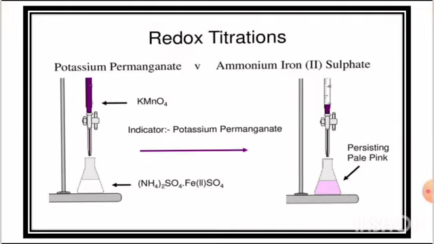This is the picture showing redox titration between potassium permanganate and ferrous ammonium sulfate solution. Here, the burette contains KMnO4, which acts as a self-indicator, whereas the conical flask contains ferrous ammonium sulfate solution. After adding KMnO4 solution, the ferrous ammonium sulfate solution becomes pale pink in color.